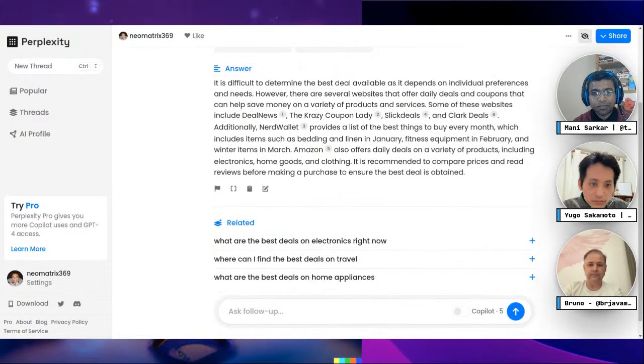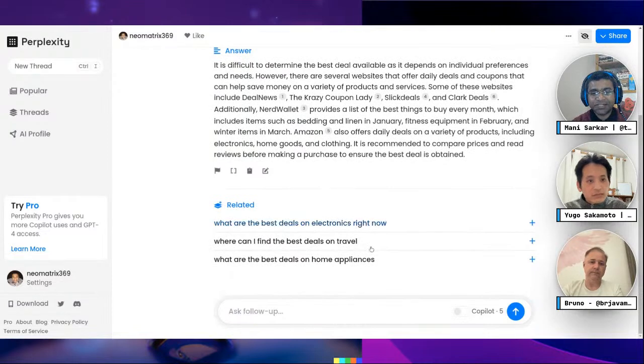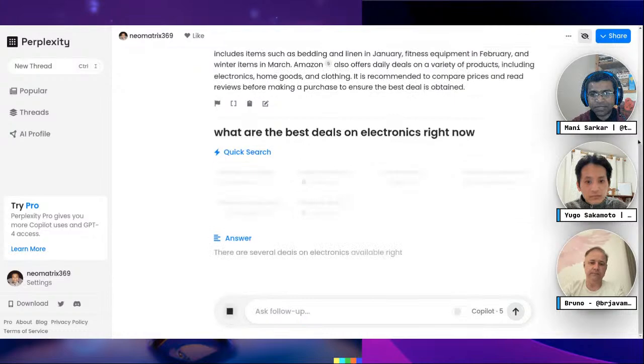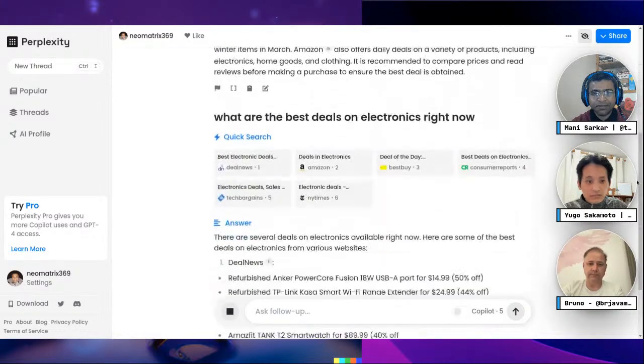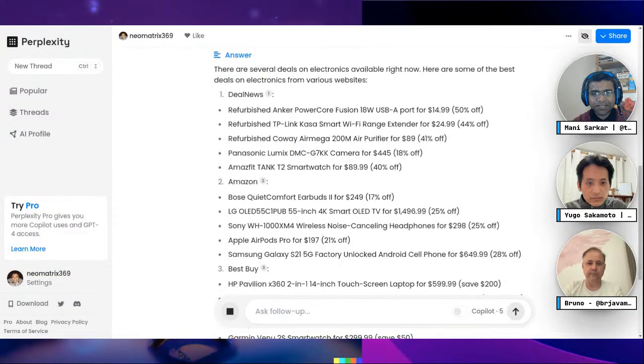So maybe I need to be more specific. So yeah, see, there's a more specific question here, right? What are the best deals in electronics right now? So let me click on that and see what somebody else has asked and what the answer has been. So here you go. Anybody interested in refurbished PowerCore Fusion USB port, refurbished TP-Link?